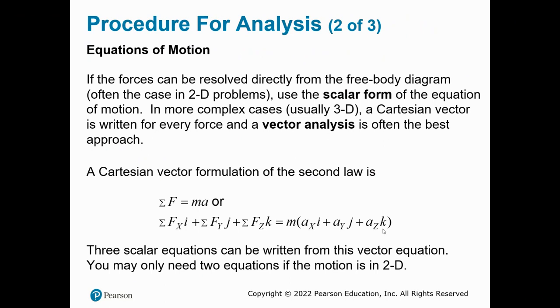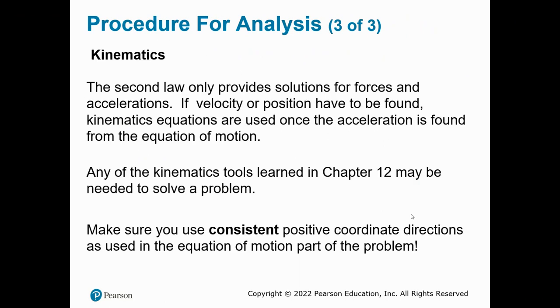A Cartesian vector formulation of the second law says F equals ma, or sigma Fx in the i direction, plus sigma Fy in the j direction, plus sigma Fz in the k direction, will equal ax in the i direction, ay in the j direction, and az in the k direction. Three scalar equations can be written from this vector equation. You may only need two equations if the motion is in 2D.